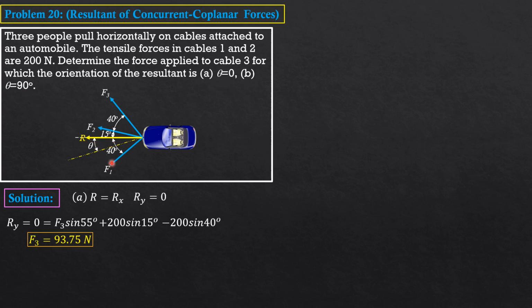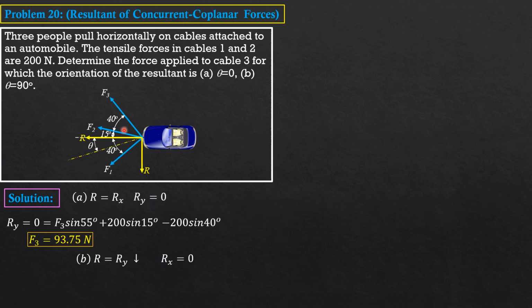For part B, theta is 90 degrees, so that means the resultant is going down. What is important here is Ry is equal to R downward, but the important concept where we base our calculation for F3 is Rx is 0. Because all forces are directed leftward, we suspect that F3 is negative. It should be in this direction so that it will counter the x components of these two forces that have magnitude of 200 newtons. So anyway, for letter B, R is Ry going down, and Rx is 0.